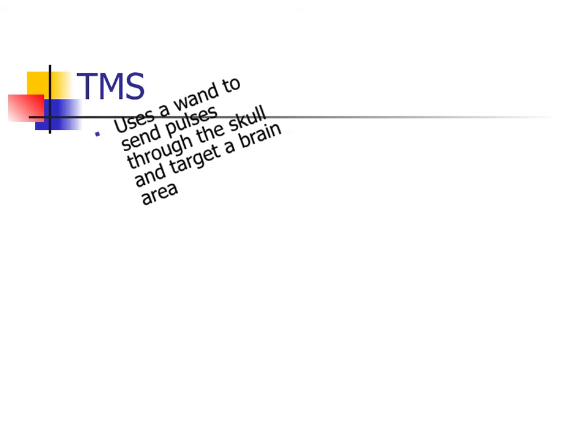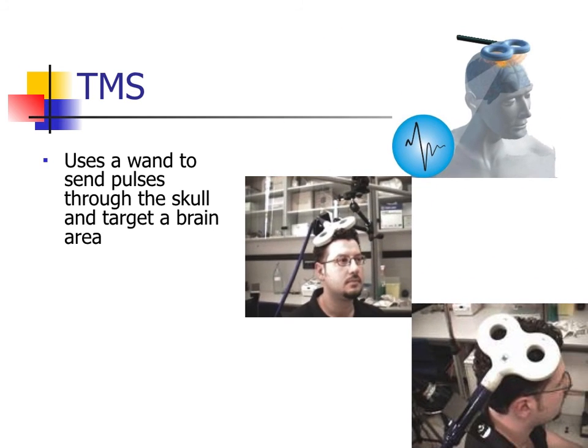The last technique that we're going to talk about is a fairly new technique. EEG, fMRI, PET have all been around for 20 to 50 years. TMS has been around for 10 to 15 years. TMS stands for transcranial magnetic stimulation. And for this technique, they actually use a magnetic wand to target a certain brain area and send pulses through your skull. As shown in the picture, the wand on the guy's head is able to essentially zap the guy's brain.